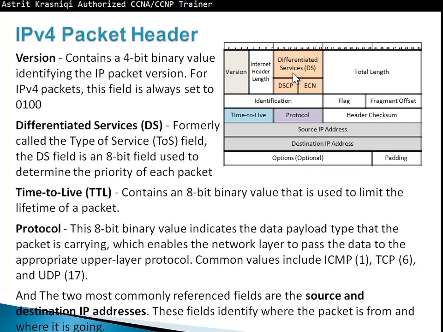Then we have the protocol field. This is an 8-bit binary value that indicates the data payload type the packet is carrying, which enables the network layer to pass the data to the appropriate upper layer protocol. So it identifies what protocol is inside, what data it's carrying. For example, the value 1 means there's an ICMP message inside, value 6 means TCP, UDP is value 17, and so on. And the two most important fields here, like we've been talking about so far, are the source IP address and destination IP address.